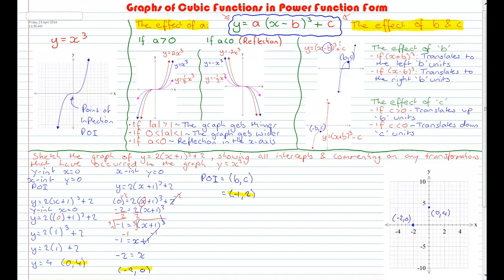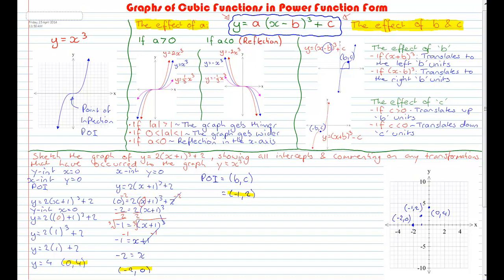Then the next one is a point of inflection at (-1, 2), so I go across the negative 1, which is here, and I go up to 2, which is (-1, 2) right here, and I write the coordinates (-1, 2).